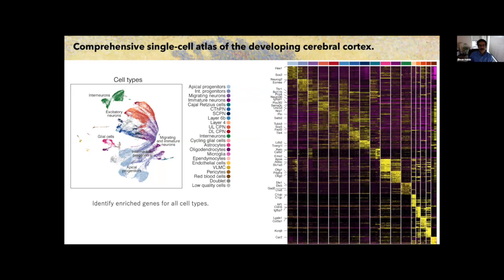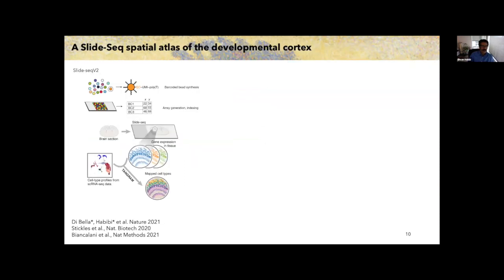And this is important because you can get access to all markers that we might be interested in during these time courses. So as you can see here, this is a spatiotemporal event. But when you do single cell, you remove the positional information. And we know that this is an important aspect of corticogenesis.